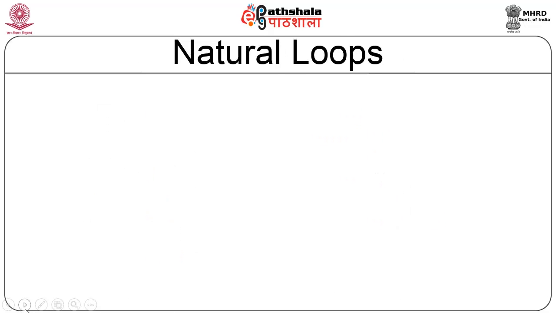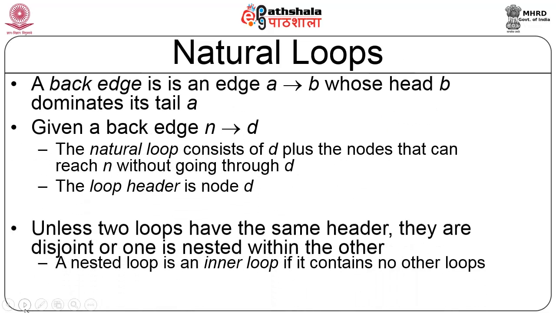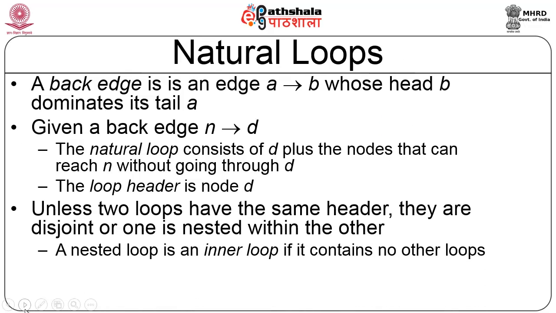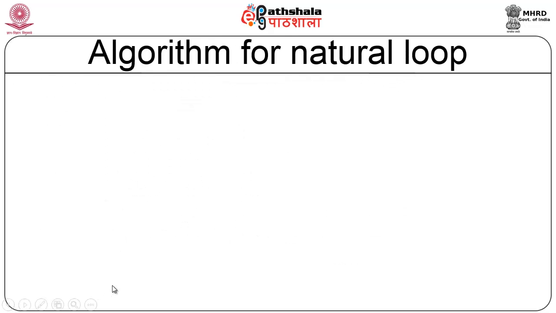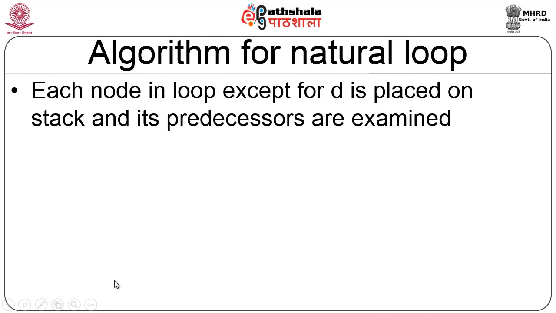So they form a natural loop is what we are trying to look at here. Unless two loops have the same header, they are disjoint or one is nested within the other. A nested loop is called an inner loop if it contains no other loops, and an outer loop can also contain multiple inner loops. So this is one more scenario, and this is the algorithm for natural loop determination.